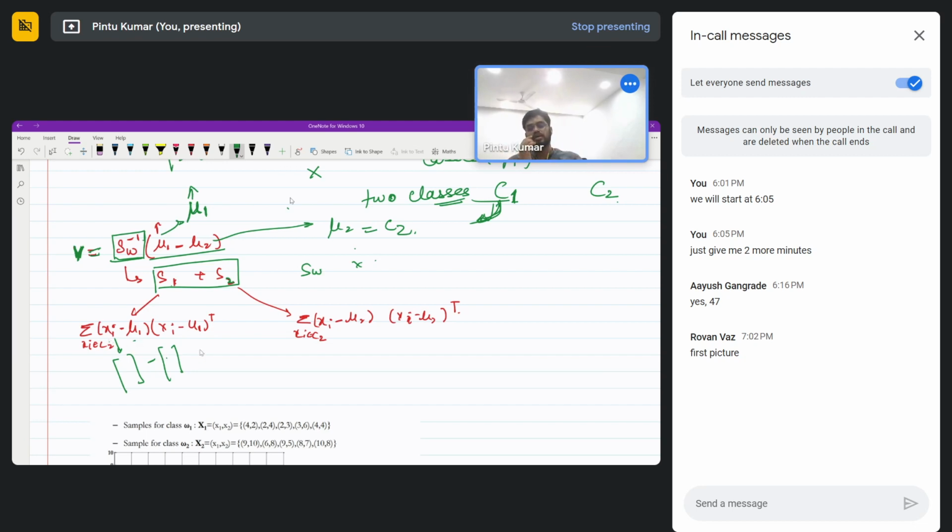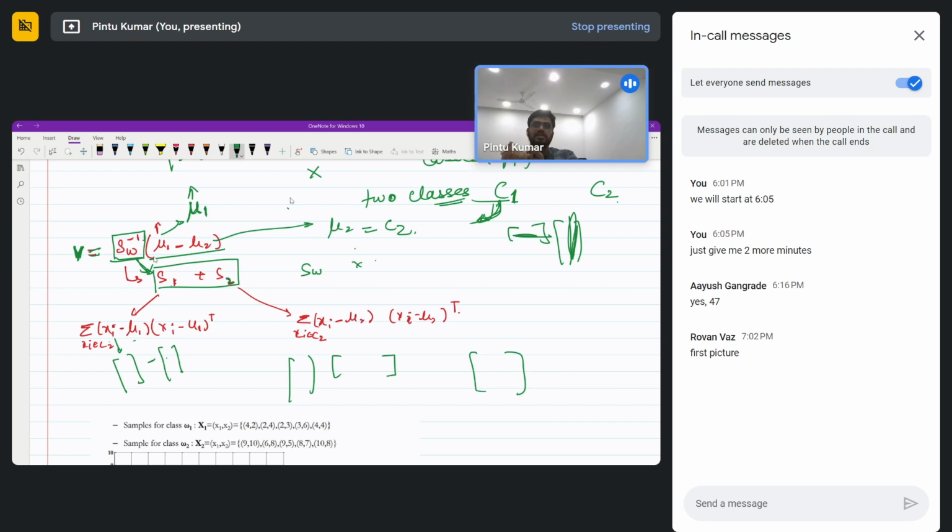You take its dot product with its transpose. If you have this column vector and you multiply it with a row vector, then you will get a matrix. You won't get a single number. A single number you would have got if you had a row vector multiplied with a column vector. Here you are forming a matrix, and then you take the sum of such matrices. Similarly you do it for the second class, then you sum them up and call it SW.